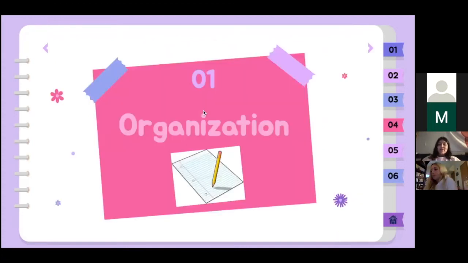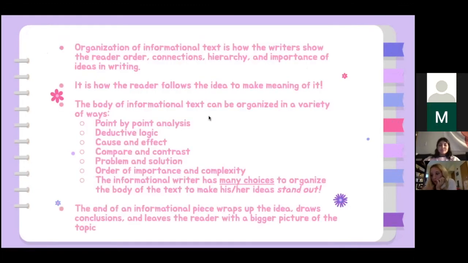Okay, so within informational writing, one of the most important traits is the organization of this writing. Organization is how writers show the reader the order, connections, hierarchy, and importance of the ideas in writing. When they do this, they're following the idea to make meaning of it all the way until the end.